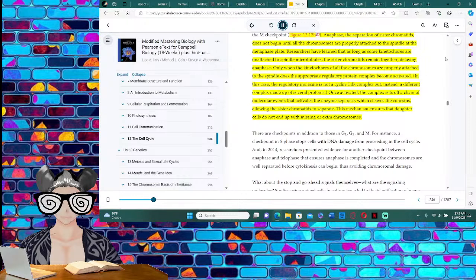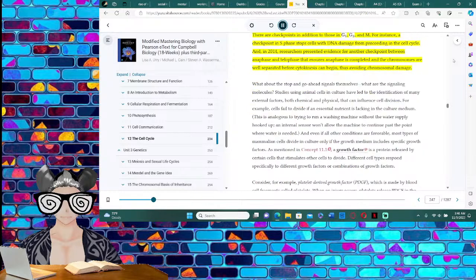Researchers have learned that as long as some kinetochores are unattached to spindle microtubules, the sister chromatids remain together, delaying anaphase. Only when the kinetochores of all the chromosomes are properly attached to the spindle does the appropriate regulatory protein complex become activated. In this case, the regulatory molecule is not a cyclin-CDK complex but, instead, a different complex made up of several proteins. Once activated, the complex sets off a chain of molecular events that activates the enzyme separase, which cleaves the cohesins, allowing the sister chromatids to separate. This mechanism ensures that daughter cells do not end up with missing or extra chromosomes. There are checkpoints in addition to those in G1, G2, and M. For instance, a checkpoint in S phase stops cells with DNA damage from proceeding in the cell cycle.